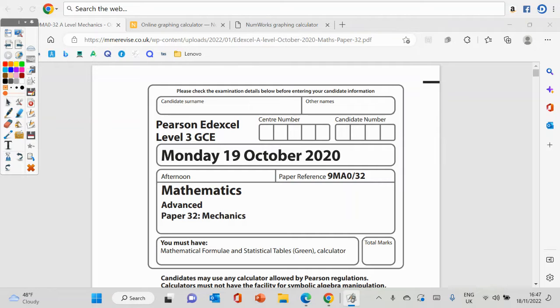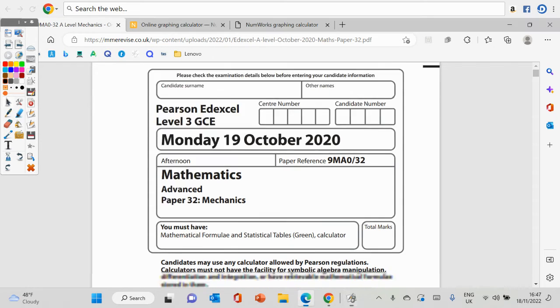Okay, so in this video, I'm going to go through the 2020 A-Level Maths Paper 3, the mechanics section. In the previous video, we were looking at the statistics section. These are going to be my written solutions for the mechanics section. So let's go to question 1.